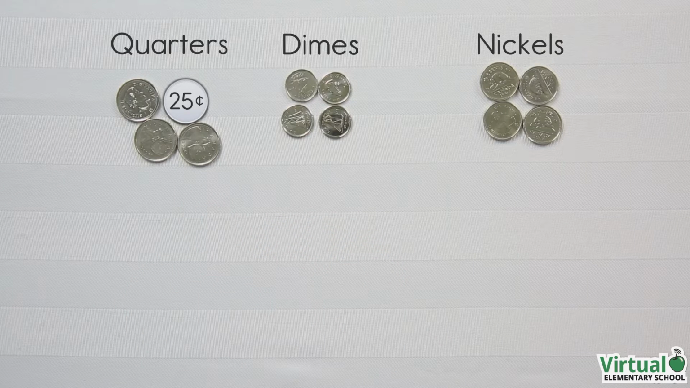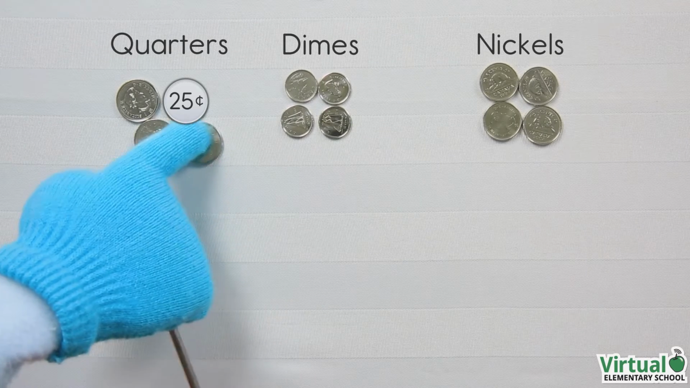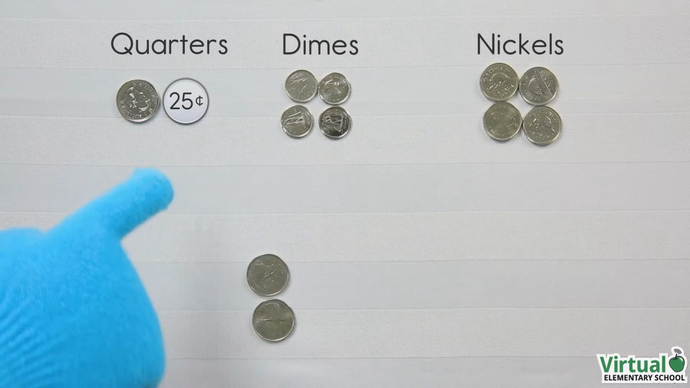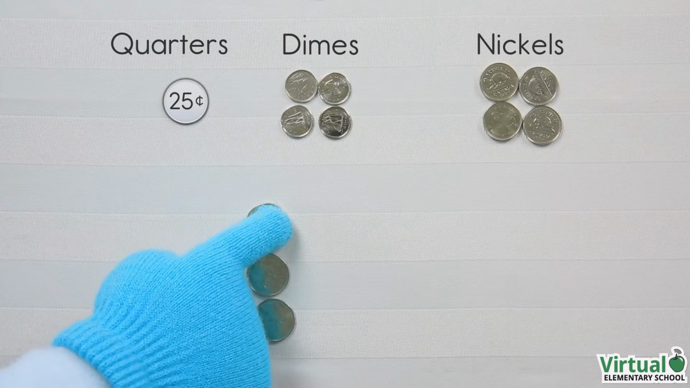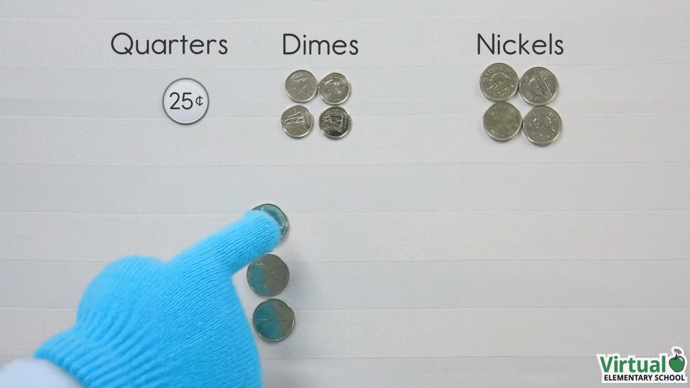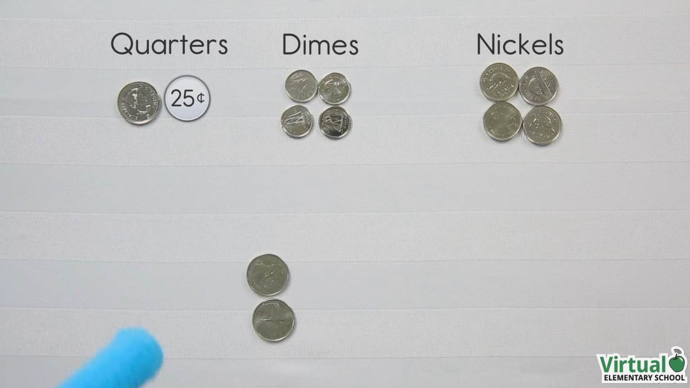To find out how many quarters you need, let's skip count by 25 cents. I can do that. 25 cents, 50 cents, 75 cents. 75 cents is more than 65 cents, so I go back to the last number I counted, which is 50. I'll need 2 quarters.